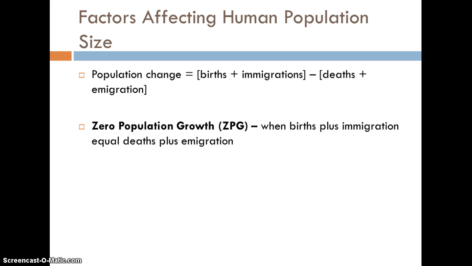Now, if those that you're adding equals those you are taking away, then you experience zero population growth. You'll see it abbreviated ZPG, and that's when your births and immigration is equal to your deaths and emigration.